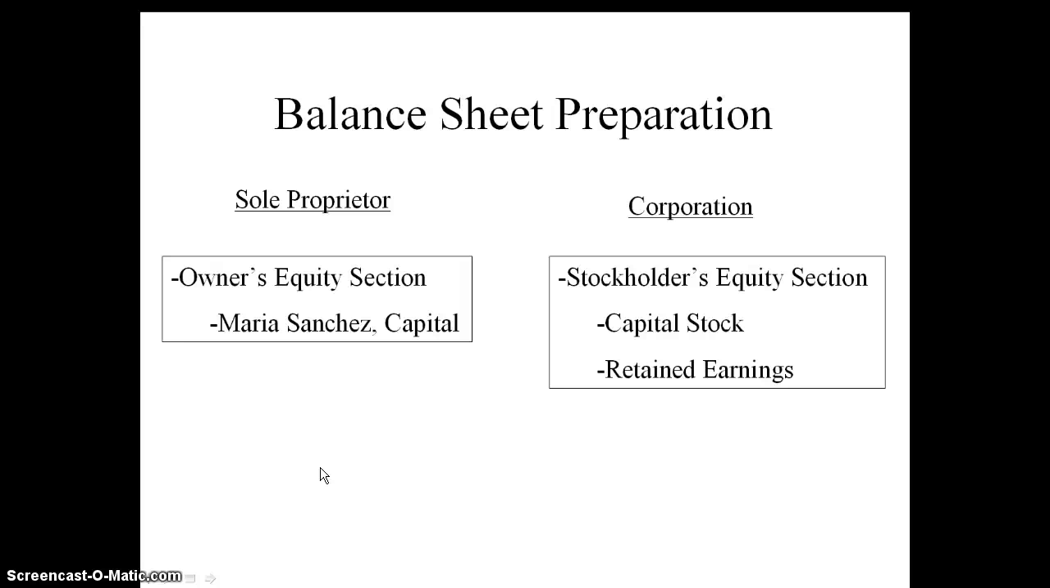When we did the sole proprietorship balance sheet, we had an owner's equity section, and we had essentially one account in there, and that was the individual capital account, or in our case, Maria Sanchez capital. With a corporation, it's a little different. We have the stockholders' equity section, and we have two accounts represented there. We have our capital account, and we have our retained earnings, which we had just gone over.